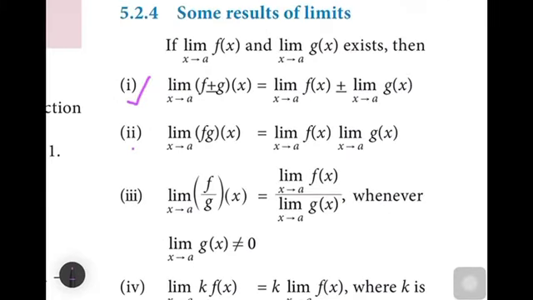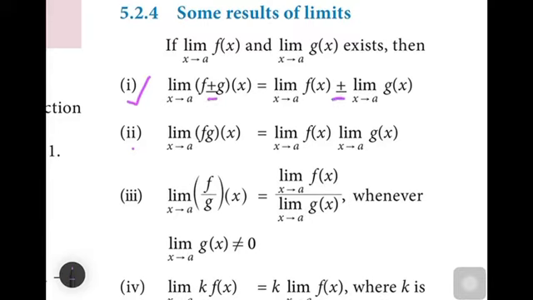Some results of limits. So if limit x tends to a f of x and limit x tends to a g of x exist, then limit x tends to a of f plus or minus g of x is equal to limit x tends to a f of x plus or minus limit x tends to a g of x. So if plus comes here, then it will be plus. If minus comes here, it will be minus here.